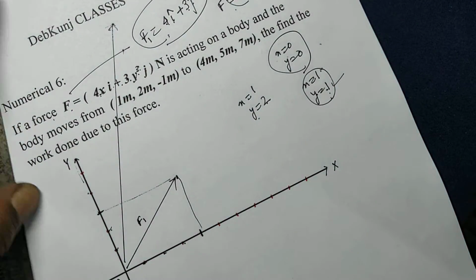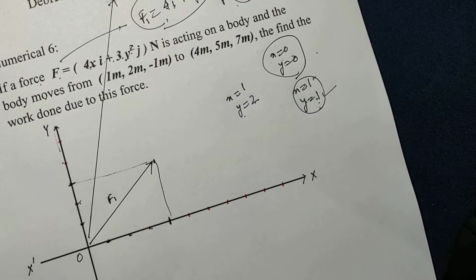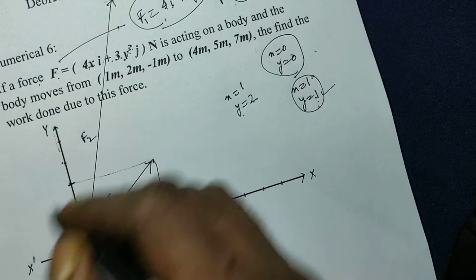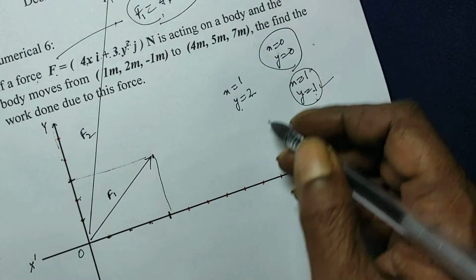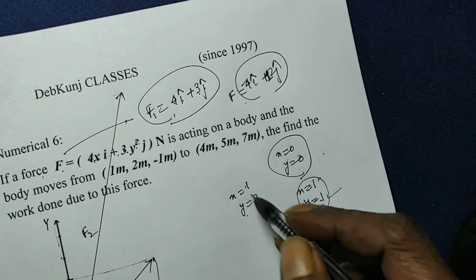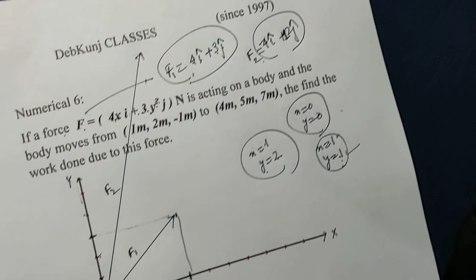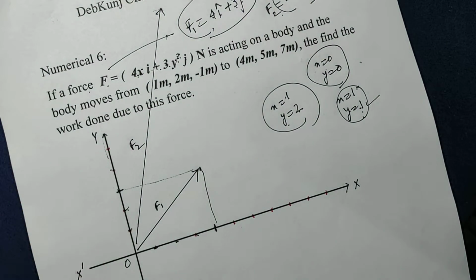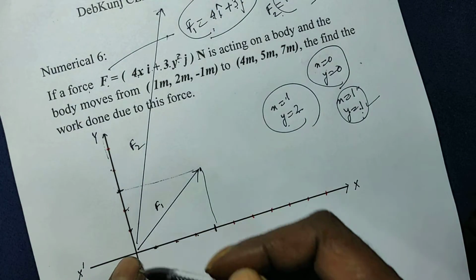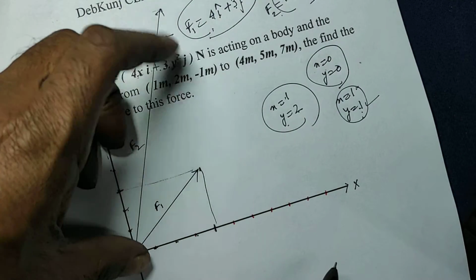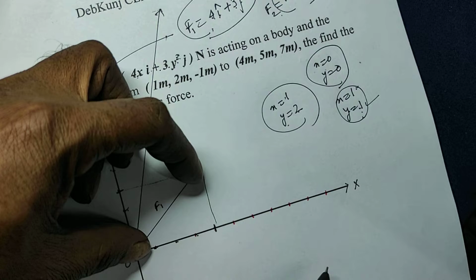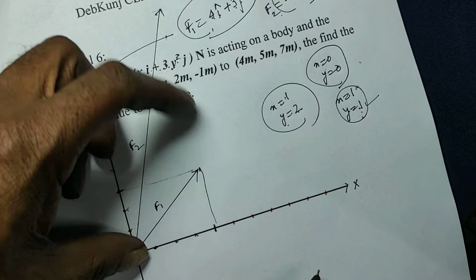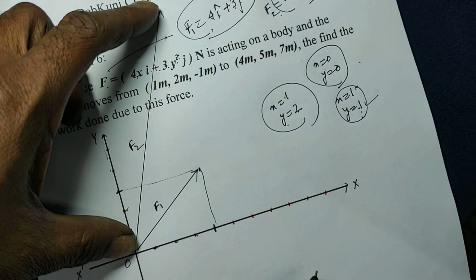So what is the conclusion? Let it be F2. For this value of x and y, let the force be F2. Now if you look, as you change the value of x and y, the force is also changing in direction and also in magnitude. The magnitude of this F1 is less, the magnitude of this F2 is more.